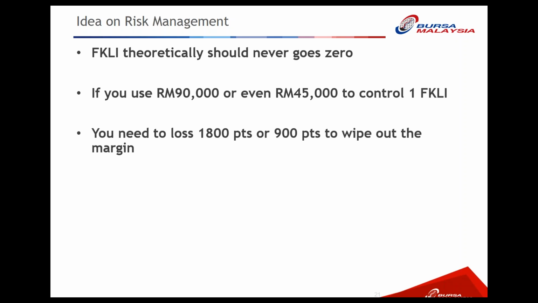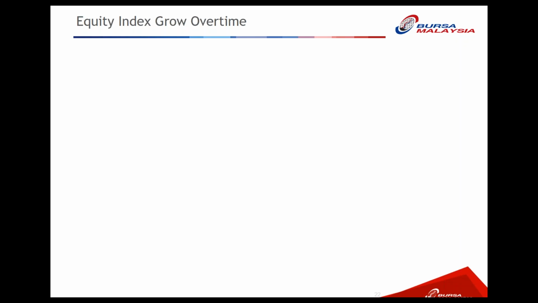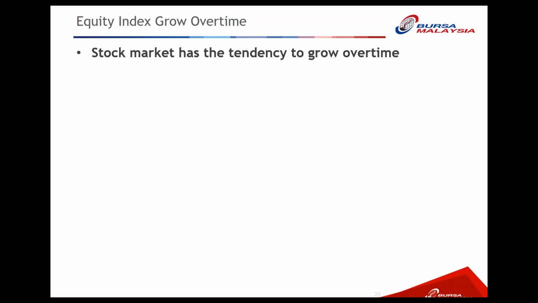So that's a part. And you need to lose 1,800 points, or for 90,000, 900 points, to wipe out the margin in this case. That's why theoretically, if you control the risk by increasing the margin that you put in, you shall really never have what we call the risk of ruin, so having the account wiped out. So okay, enough on the sad part, which is that you could lose more money. Let's talk about the bright side.